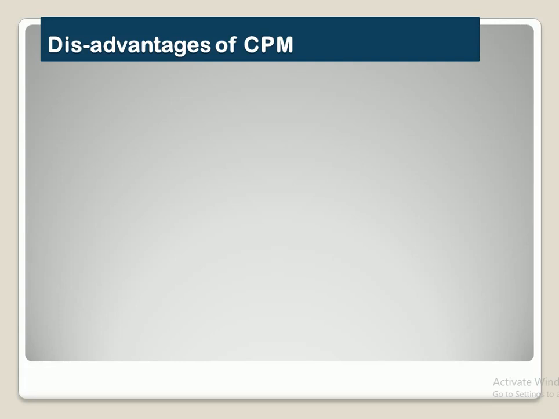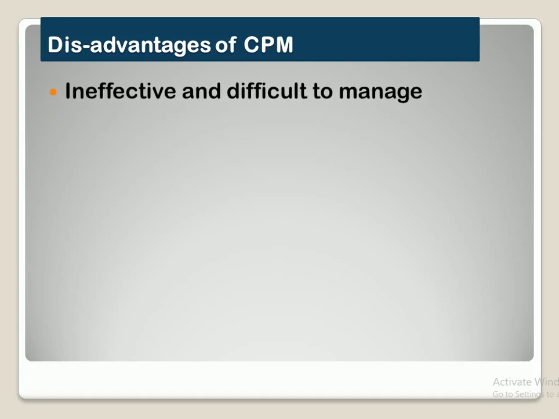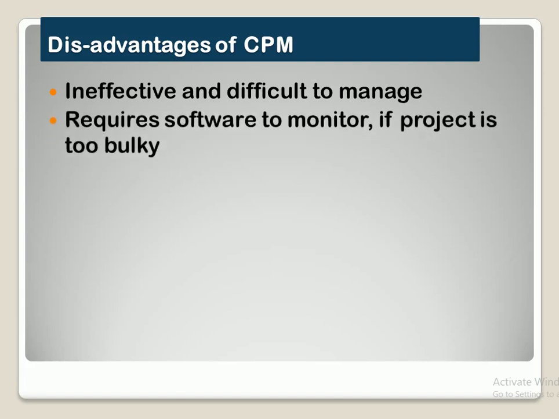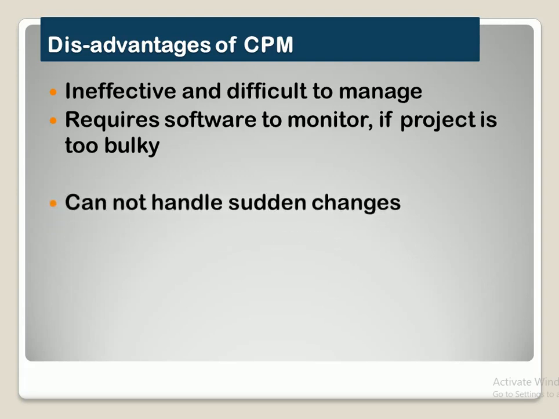As far as the disadvantages of the CPM are concerned, I'll just read them out briefly. First, it's ineffective and difficult to manage, especially for beginners who are new to this critical path method or project network planning, so they may feel difficulty while handling it. Second, it requires software to monitor if the project is too bulky. This software is very effective if you have short projects. Next, it cannot handle sudden change. You just can't make sudden changes in the project.